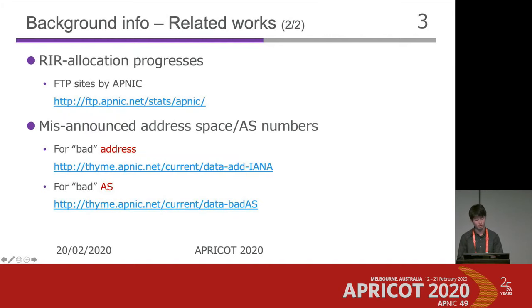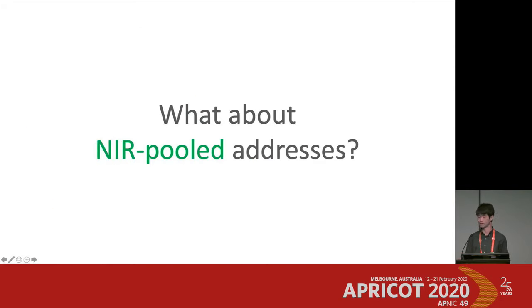Moreover, we can even see the RIR allocation progress at this FTP site offered by APNIC. Even misannounced address spaces and AS numbers are available at these two links. So we've come to the fact that unallocated prefixes from RIRs are already open to the public. But what about NIR pool addresses?